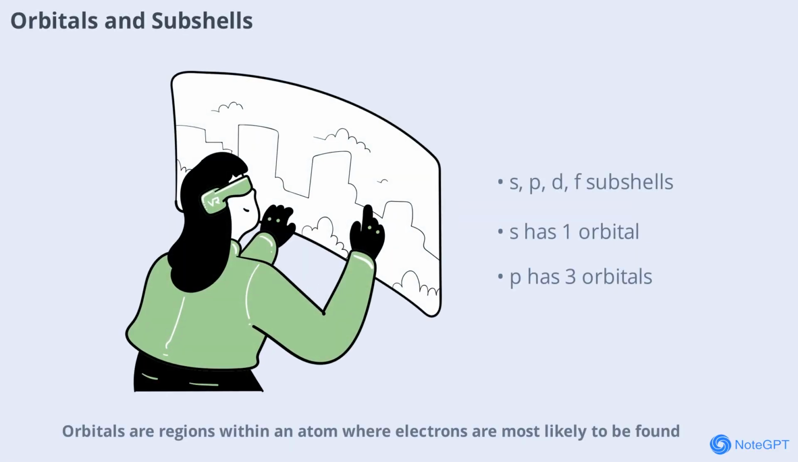Orbitals are regions within an atom where electrons are most likely to be found. Each shell contains 1 or more subshells labeled s, p, d, and f, and each subshell has a specific number of orbitals. S has 1, p has 3, d has 5, and f has 7. The arrangement of electrons in these orbitals forms the basis of electronic configuration.